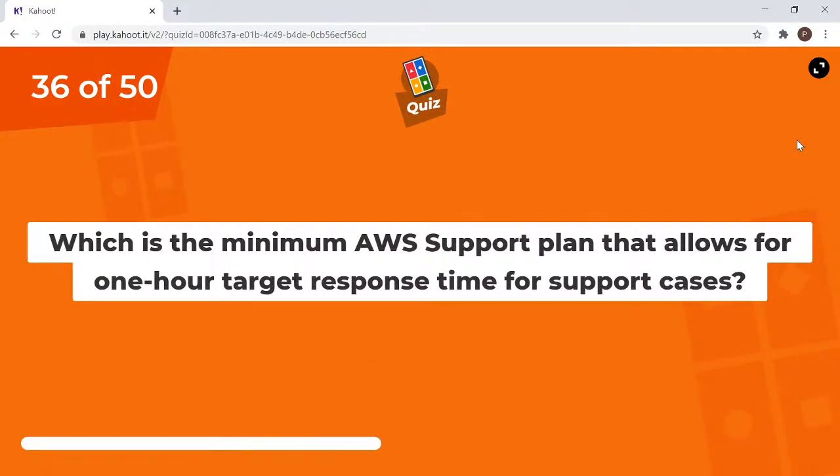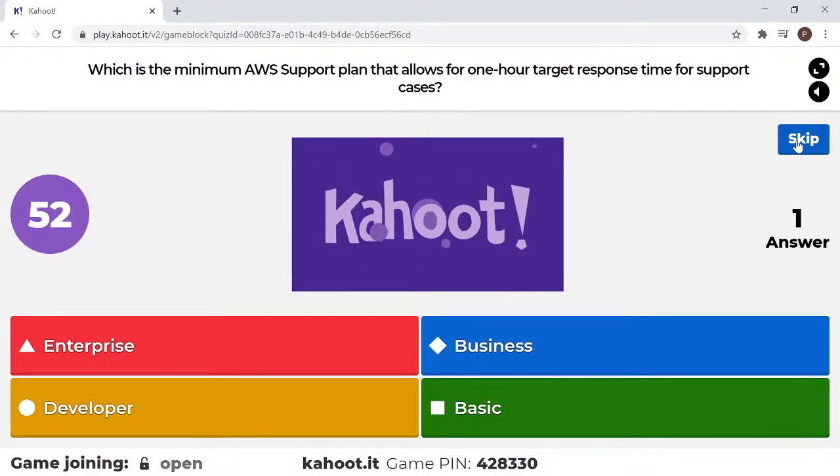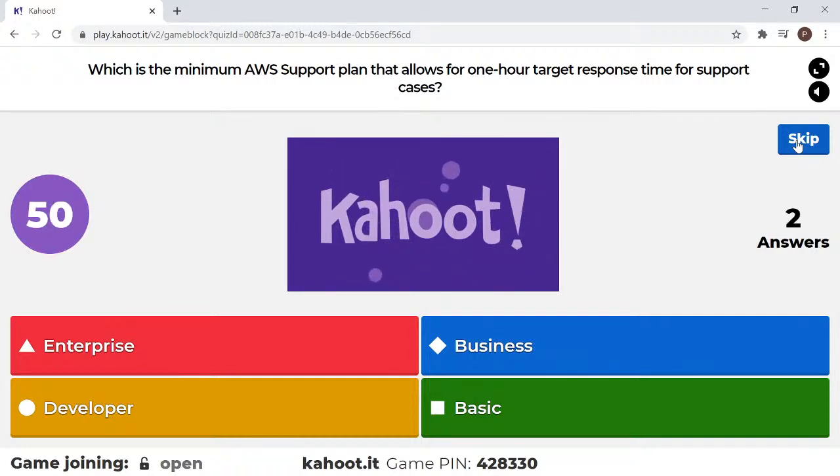Which is the minimum AWS support plan that allows for a 1 hour target response time for support cases? Is it enterprise? Is it business? Is it developer? Or is it basic?